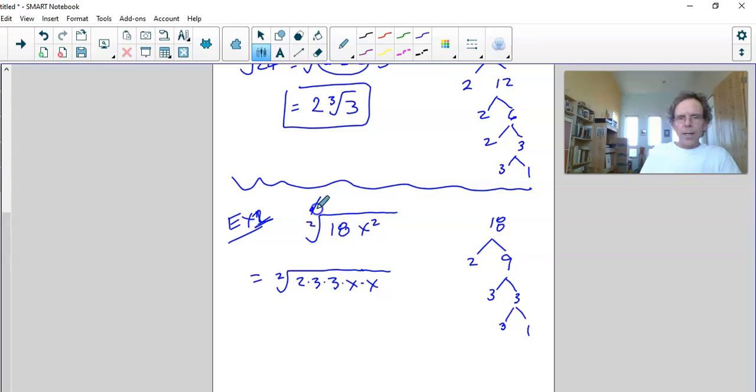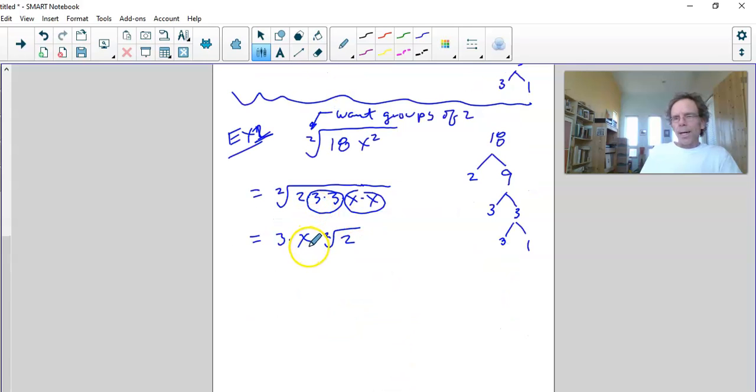And because the index is 2, we want groups of 2. So do we have any groups of 2 here? Yeah, we've got a pair of 3s. We've got a pair of x's. All right, so we'll pull one item out from each circled pair. 3 times x, and a square root of 2 remains.